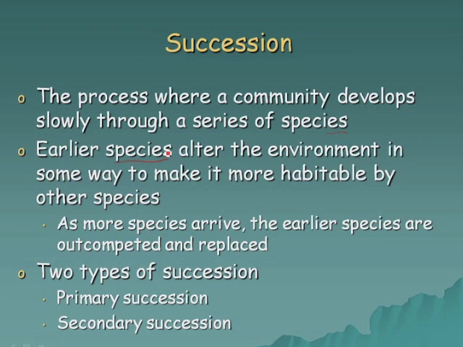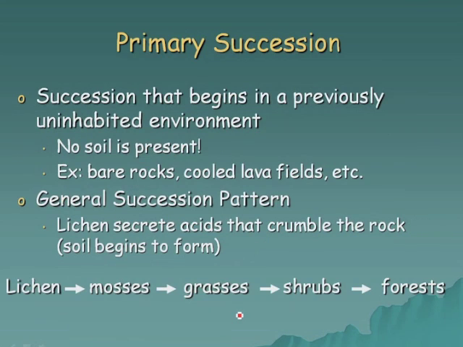So even providing shade. You can imagine a barren area doesn't have shade. Once species start growing in there, you're going to get more shade, and then other types of species can tolerate that type of environment. Okay, so there are two different types. There's primary and secondary.